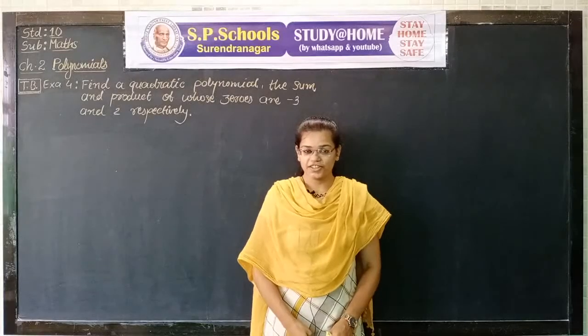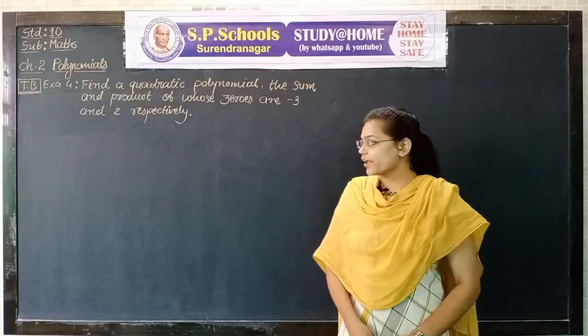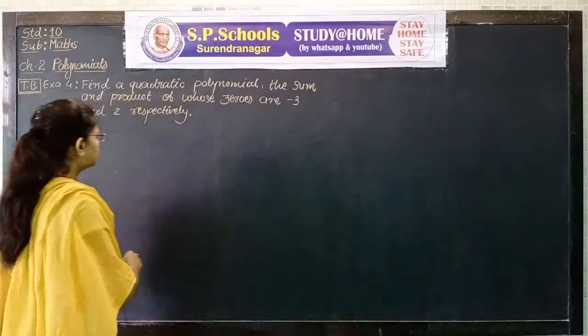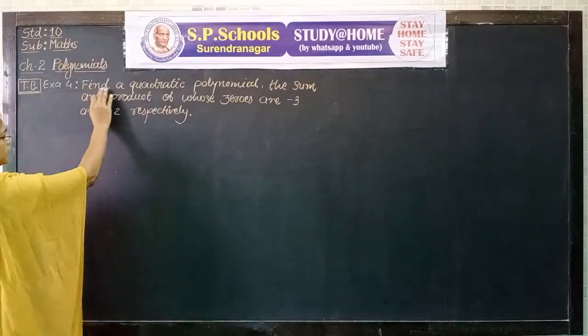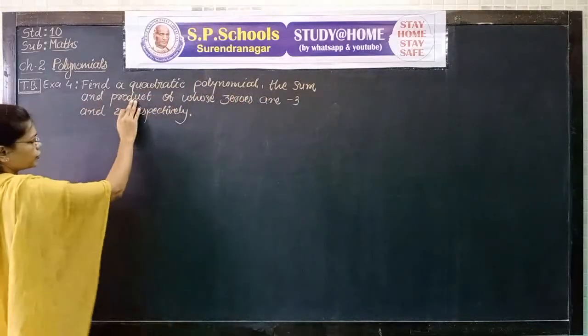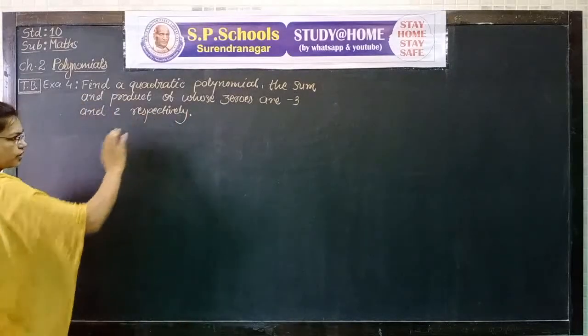Students, in the last session we discussed up to example number 3. Today I am going to explain example number 4 from our textbook. Let's see the question first. Find a quadratic polynomial, the sum and product of whose zeros are -3 and 2 respectively.